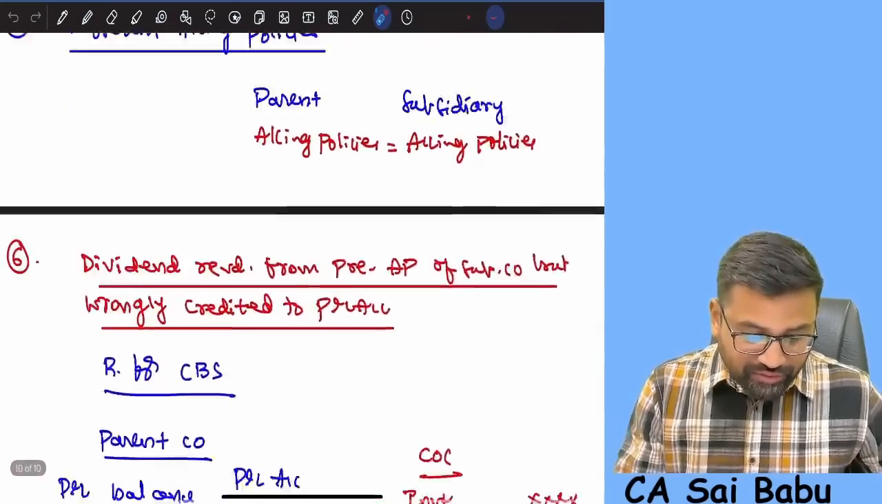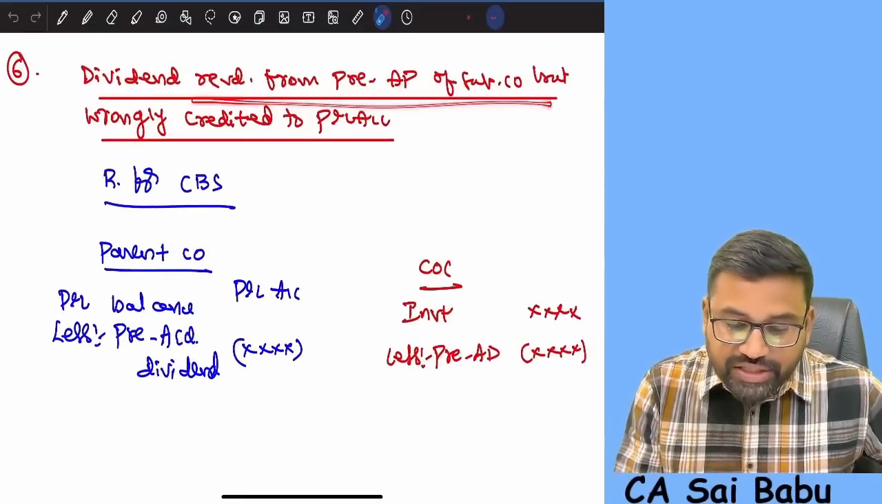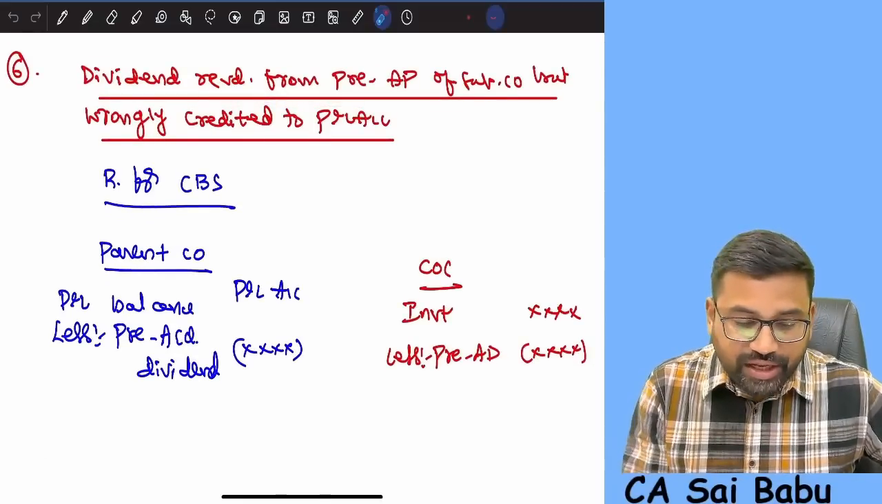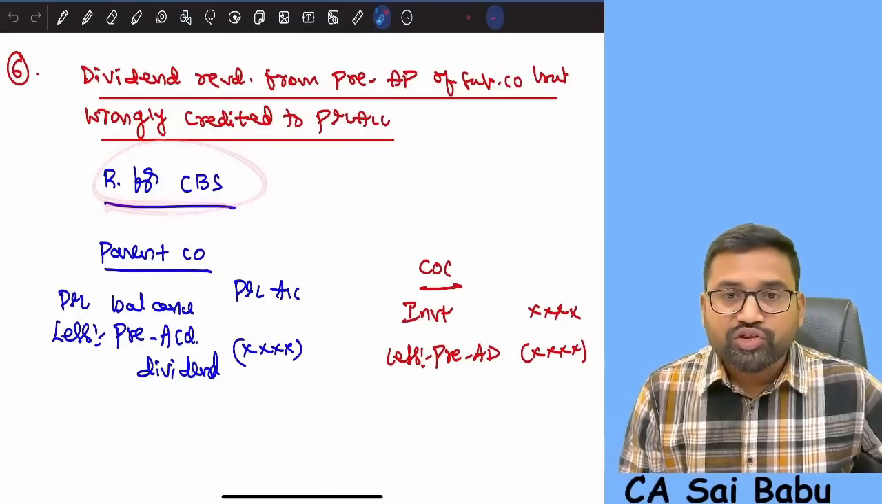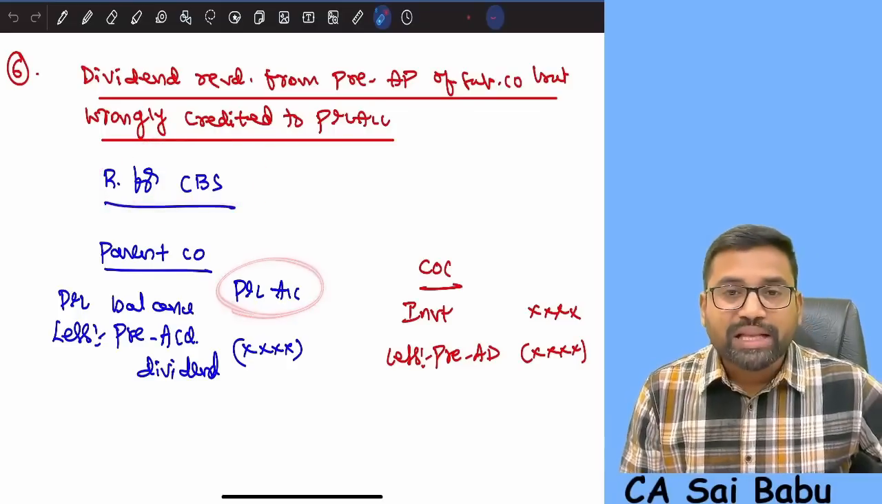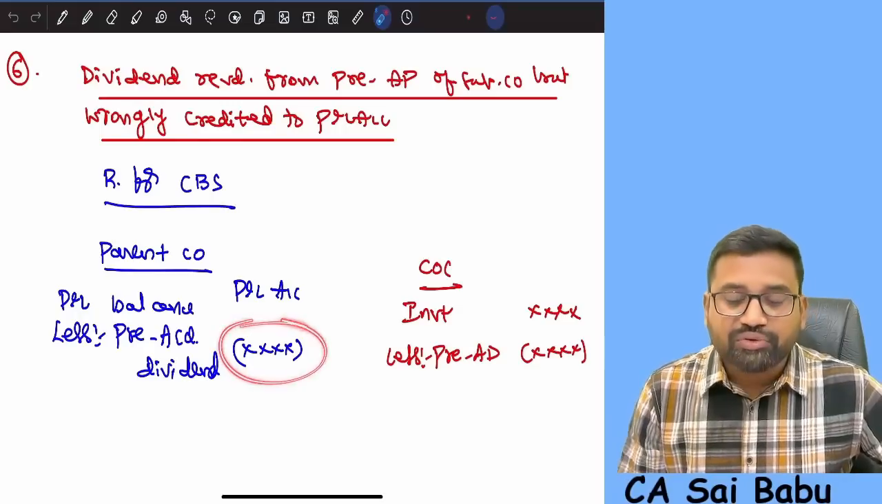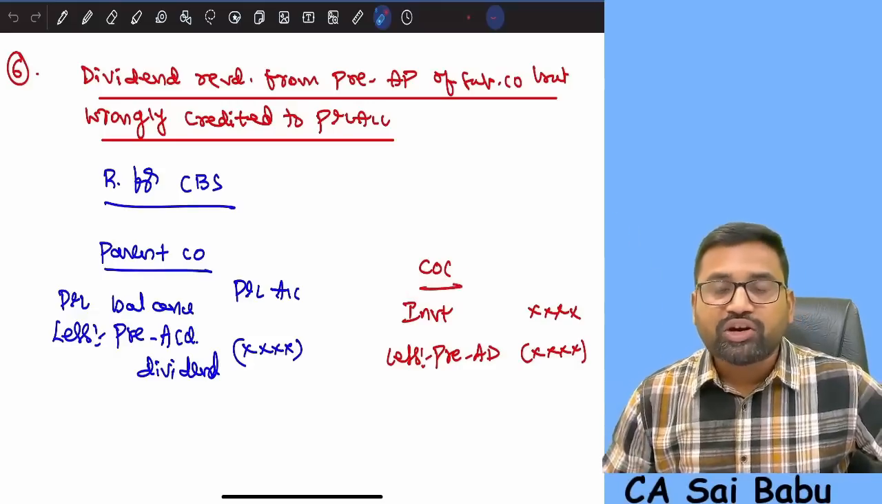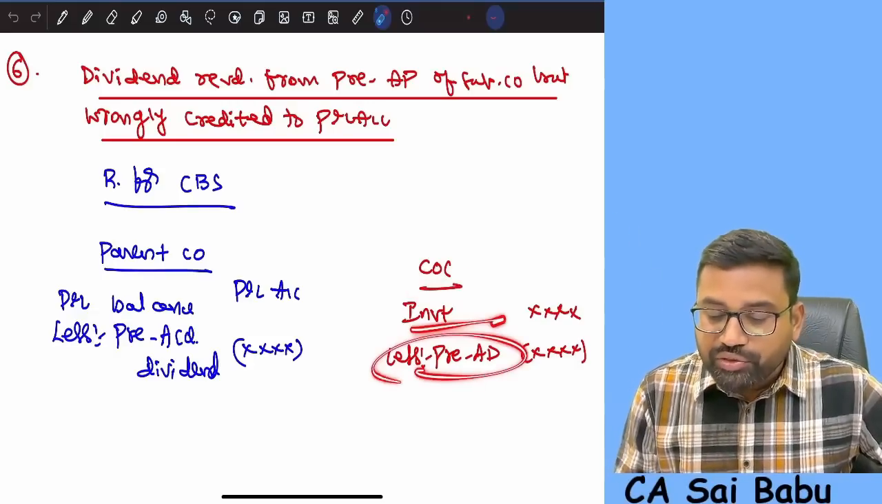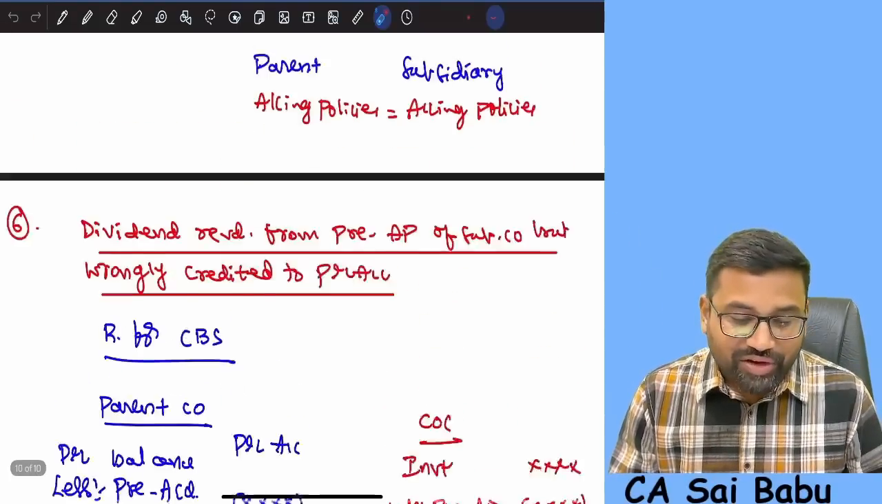So that is what I have given as point 6. See this. Dividend received from pre-acquisition profits of the subsidiary, but wrongly credited to the P&L account. Now when you are preparing the reserves for the consolidated balance sheet, take the P&L account balance of the parent company. From that, you reduce this pre-acquisition dividend. And the actual treatment is, when you are preparing cost of control, from the cost of investment, you reduce this pre-acquisition dividend, because it's a recovery of cost.